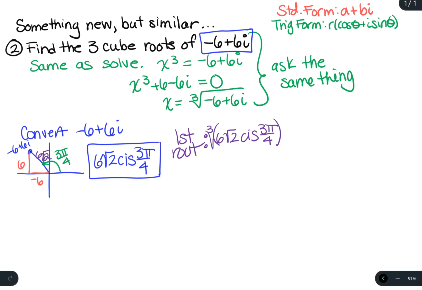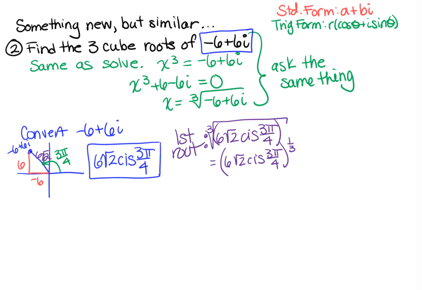And to find the cube root of that, I know that a cube root can be written the same as a 1/3 power. So this is the same as saying 6 square root of 2 cis 3 pi over 4 to the 1/3 power. Now, you just learned something about the exponent rule with trigonometric numbers. So when we have complex numbers in trigonometric form, we can apply this exponent rule. So let's apply the exponent rule.